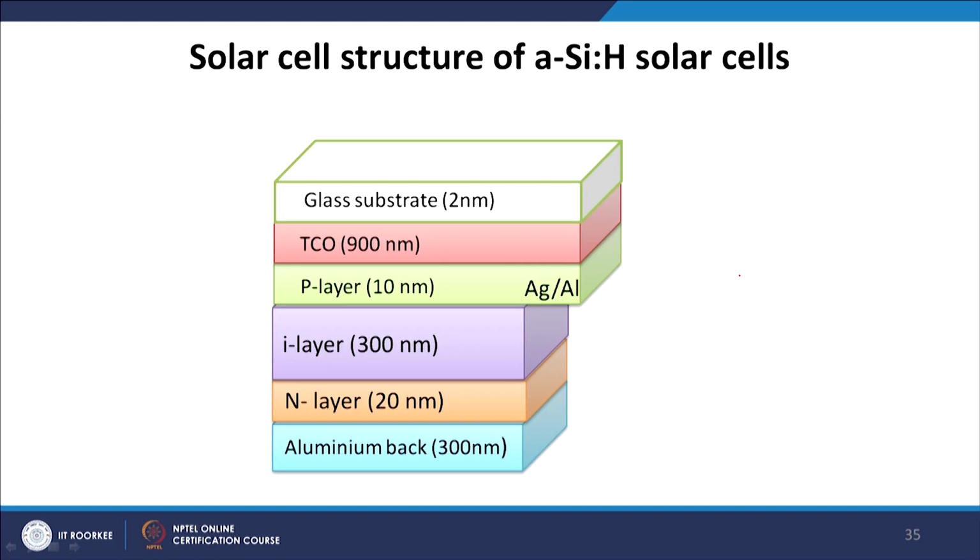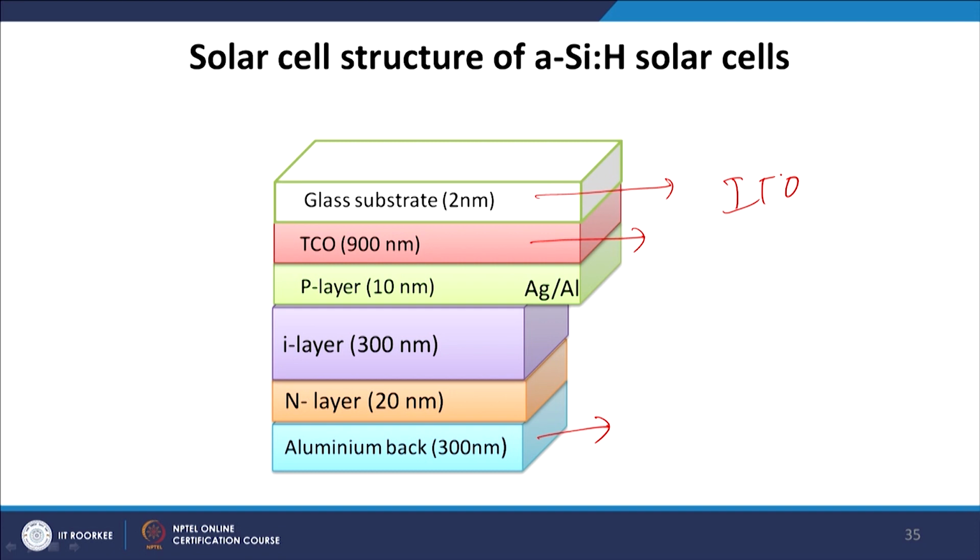Here we are showing the schematic diagram or geometry of an amorphous silicon solar cell. You see that there are two electrodes, one metal electrode or the back contact, which is an aluminum contact with a 300 nanometer thickness, and there is this TCO, the transparent conductive oxide, of 900 nanometer, which we usually put on a glass substrate, for example ITO, indium doped tin oxide glass substrate.